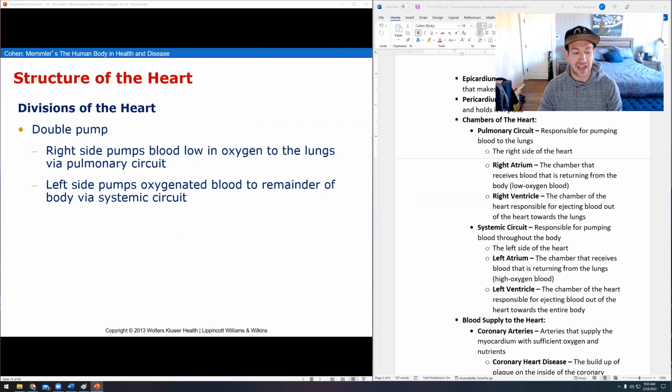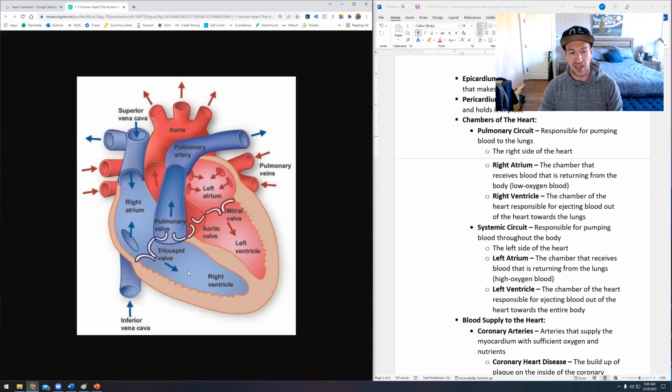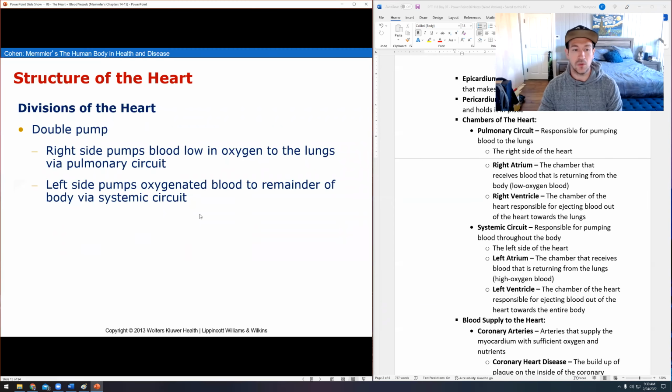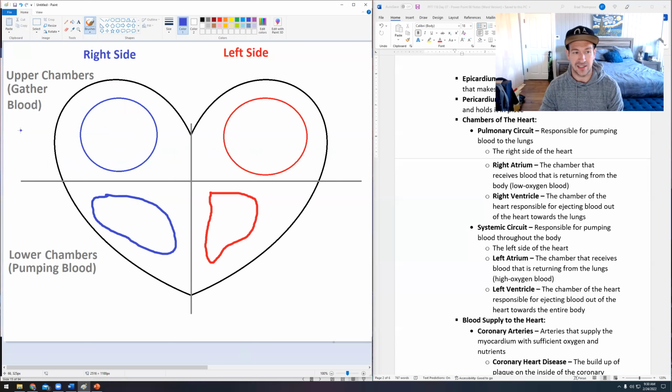So the right side, which is this blue side here, is going to pump deoxygenated, or low oxygen, blood over to the lungs. Okay, that's your pulmonary circuit. So what's going to happen in our little Valentine's Day heart is that blood's going to come into this chamber right here, and then it's going to continue down into this chamber here.